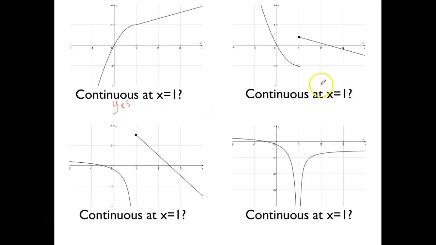Okay, is it continuous at x equals 1? No, because the limit from the left and the right, they're not the same. So no, because the limit as x approaches 1 does not exist. Okay, this next one, same thing, the limit does not exist. The limit as x approaches 1 does not exist. Okay, this one, it does have a limit. It's negative infinity, but it does not have a point. So f of 1 does not exist. So it's not continuous.